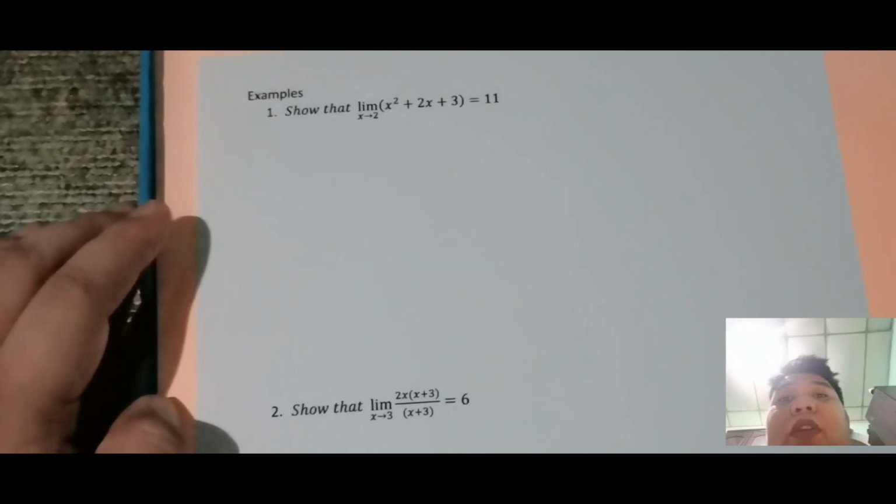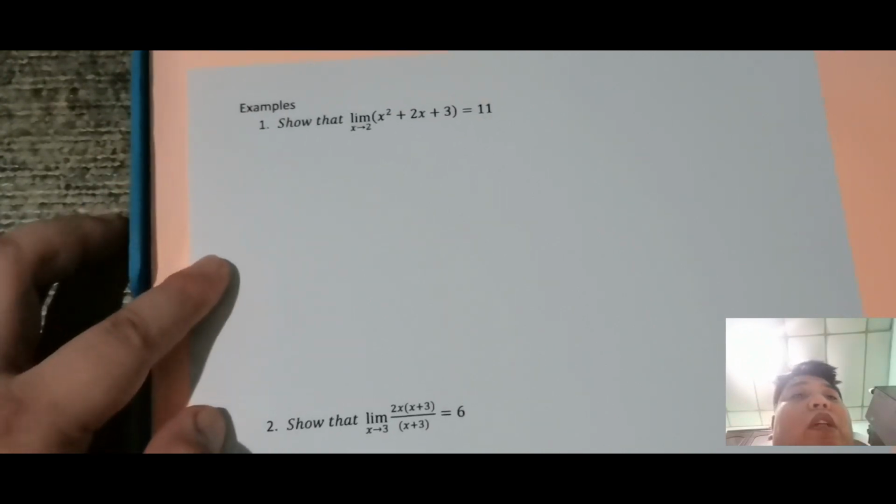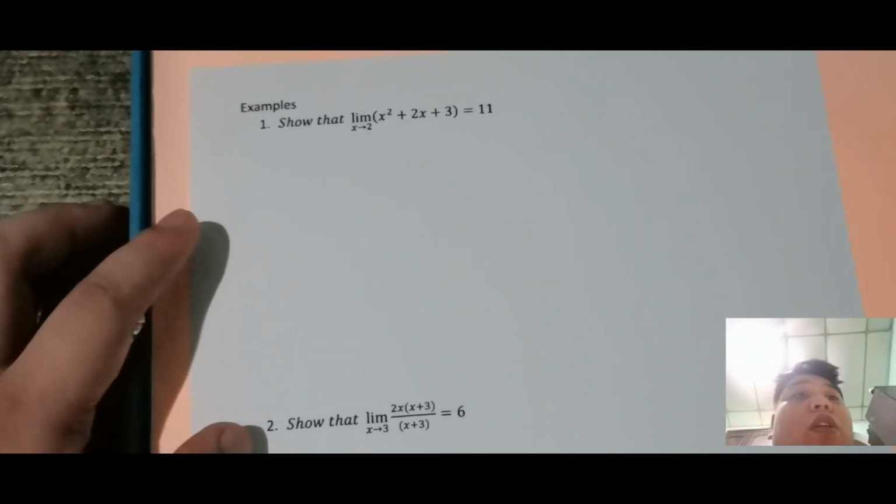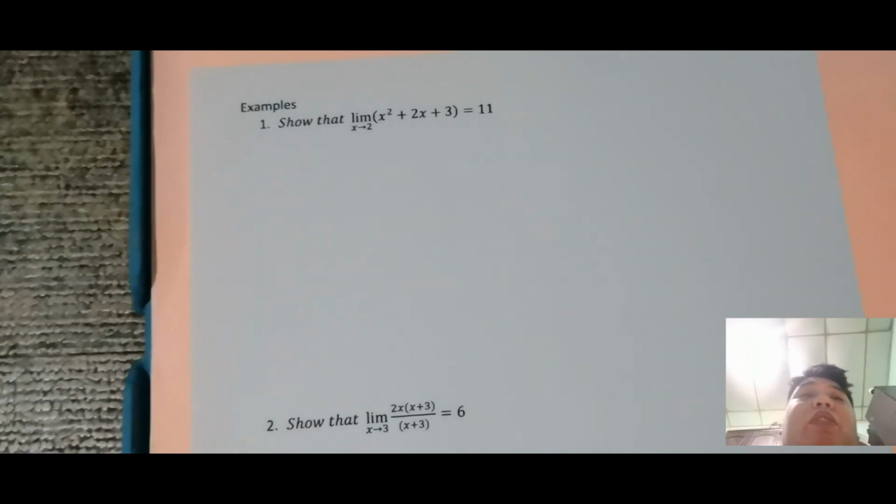So check lang muna natin. Show that the limit of x squared plus 2x plus 3 as x approaches 2 is equal to 11. So pag sinubstitute mo ito dyan, that is 2 squared plus 2 times 2, that is 4 plus 4 plus 3, 11. So tama lang, no? So pag in-apply mo yung limit, equal lang sa 11. So dati, sinosolve mo yung limit, tapos lalabas yung limit natin. Ngayon hindi, ipoprove na natin na totoo yan using yung epsilon delta definition.